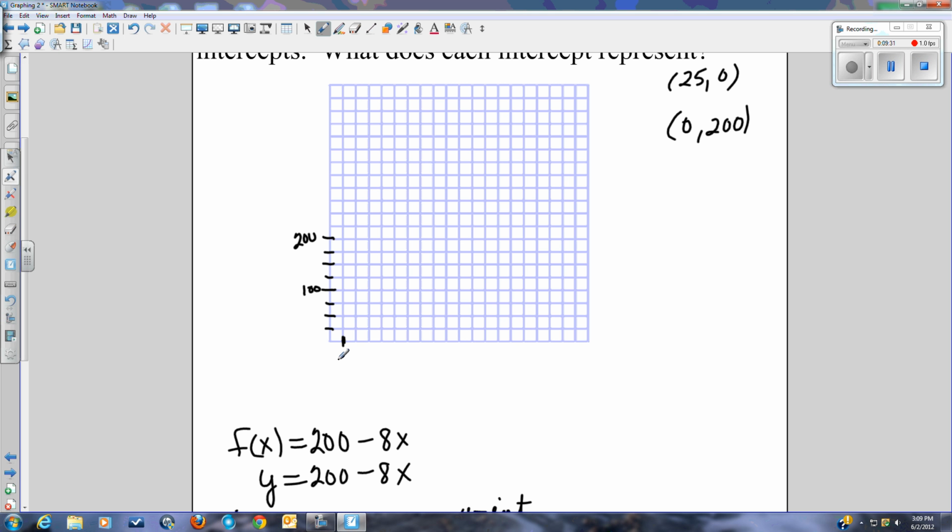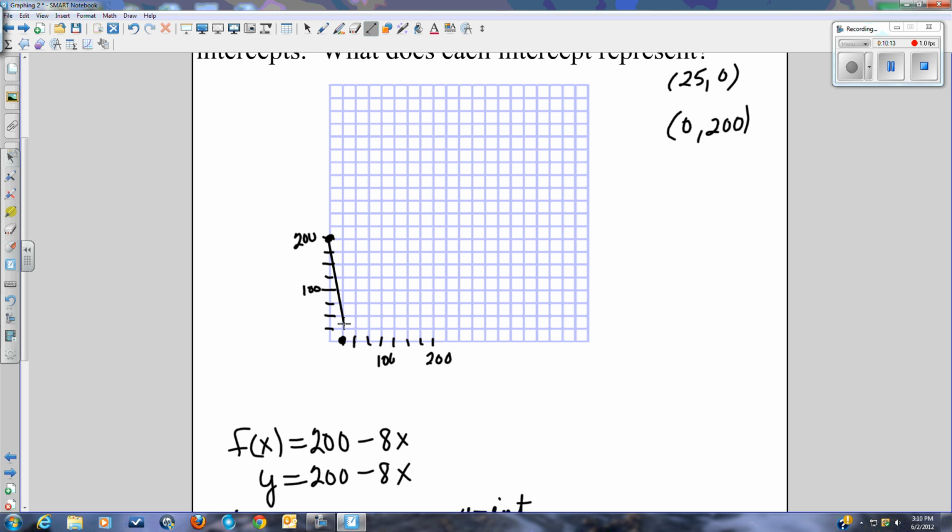And then going the other way, say if we went by 25s. Here's 25, 50, 75. Here's 100. If we want to keep going, another 4 spaces will give us 200. So this is actually going to be quite a steep line here. So here is the point (0, 200). Here is the point (25, 0). Okay, so let's connect those.